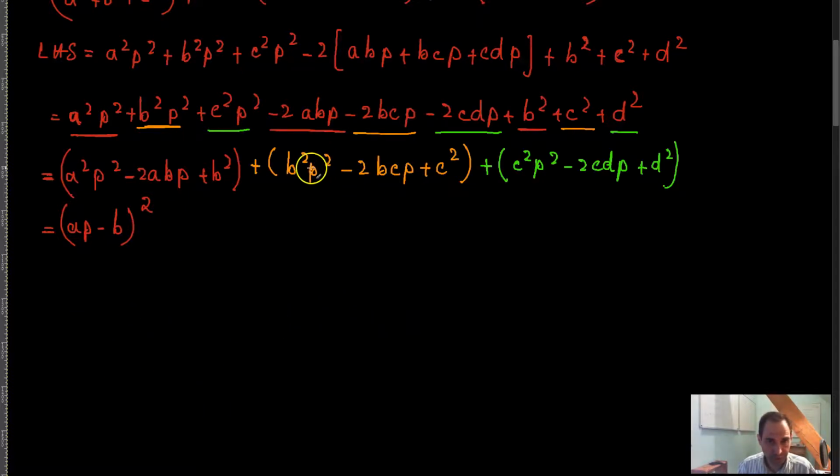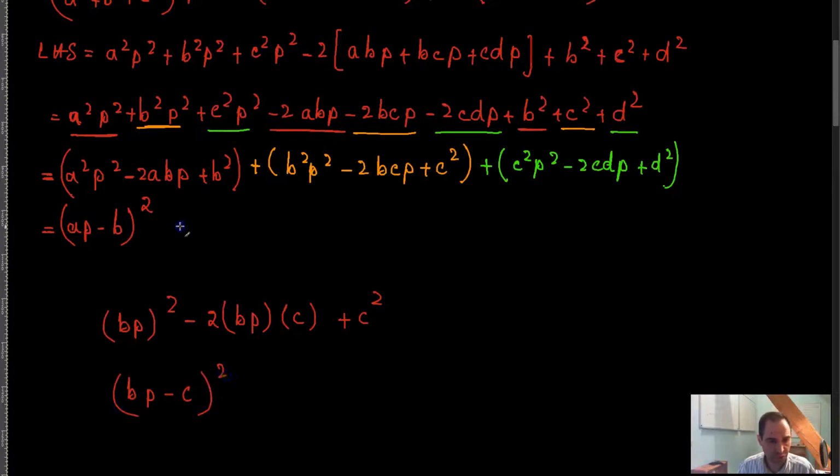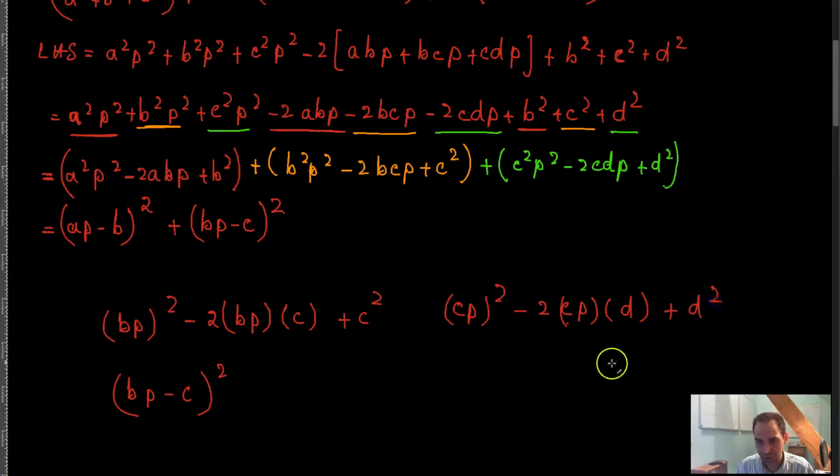Then I can write BP whole squared minus 2 times BP times C plus C squared, which I can write as BP minus C whole squared. And then over here I can write CP whole squared minus 2 times CP times D plus D squared, which is the same thing as CP minus D whole squared.